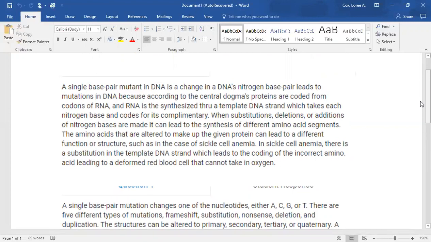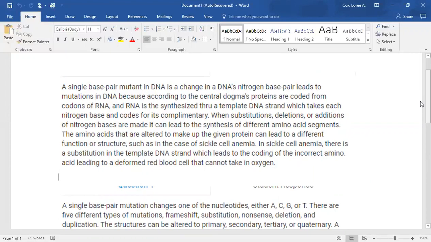As a change in DNA's nitrogen base pair leads to a mutation in the DNA, because according to the central dogma, proteins are coded from codons of RNA, and RNA is synthesized through a DNA template strand, which takes each nitrogen base and codes for its complementary. So they got a central dogma point there, going DNA to RNA, RNA to protein.